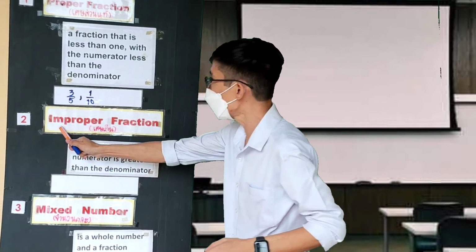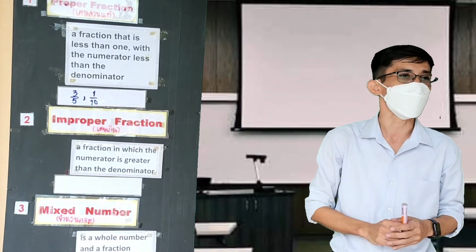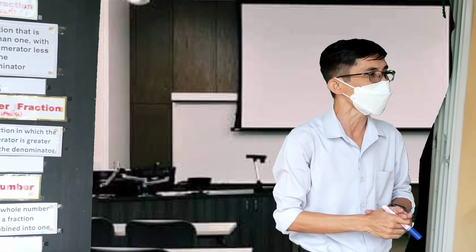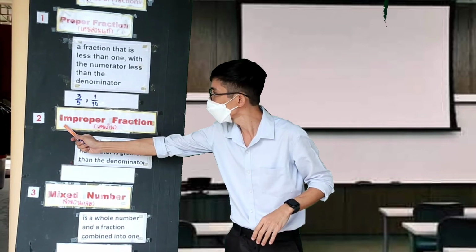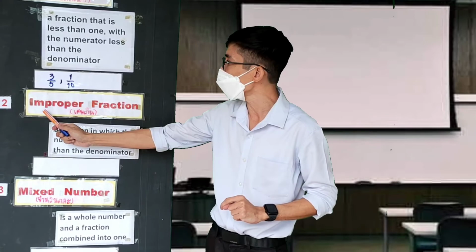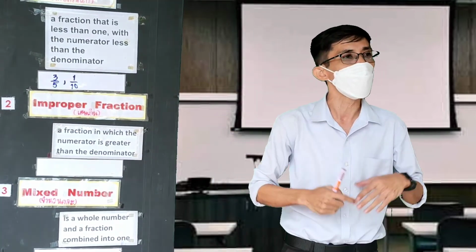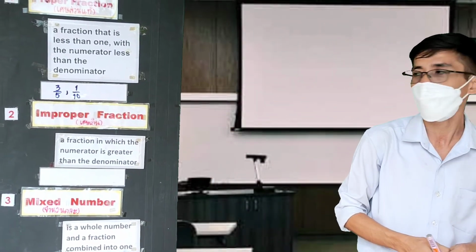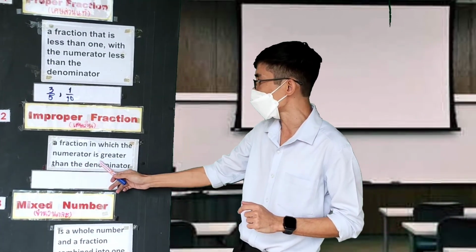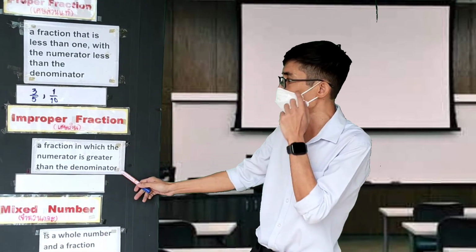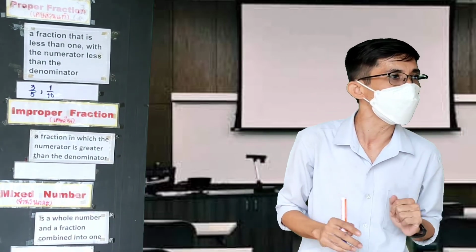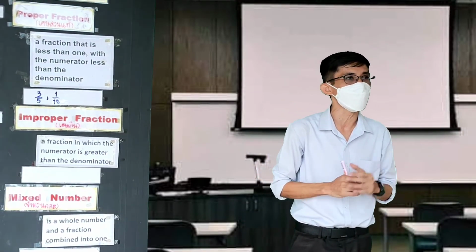Number 2, we have the improper fraction. Please read it again. Okay, Marietta, please stand up and read. Okay, very good. We have the improper fraction. What is an improper fraction, class? An improper fraction is a fraction in which the numerator is greater than the denominator. So take note: the numerator is greater than the denominator.